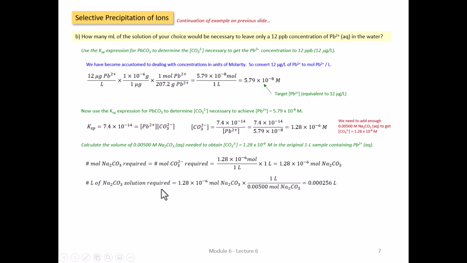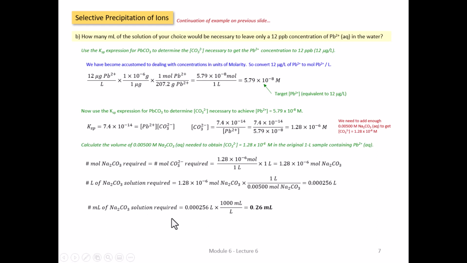Well, we can only add the sodium carbonate as a solution, so we need to know the number of liters of that sodium carbonate solution required. So we require 1.28 times 10 to the minus 6 moles of sodium carbonate. We'll multiply that by the fact that we know every liter of this sodium carbonate solution contains 0.00500 moles of sodium carbonate. How do we know that? Because that's the concentration of our sodium carbonate solution, just turned upside down to get moles to cancel out, leaving liters. And then we can, of course, convert liters to milliliters.